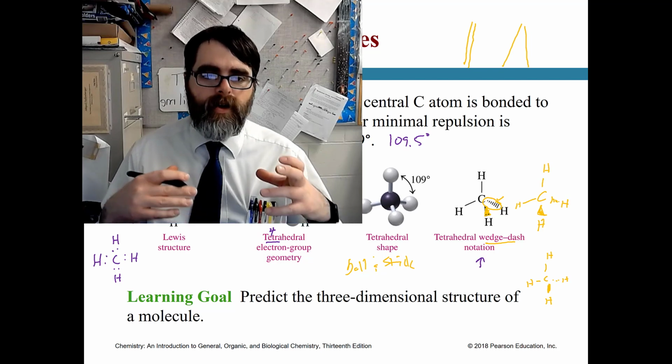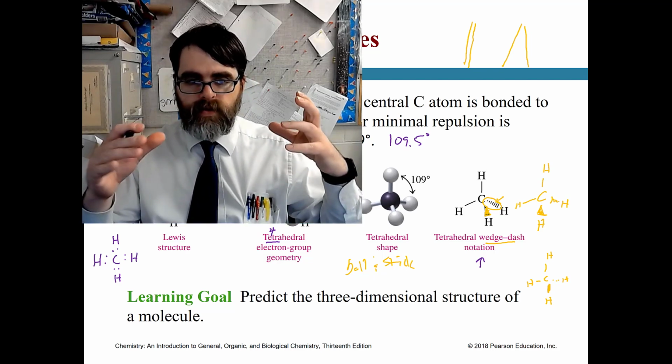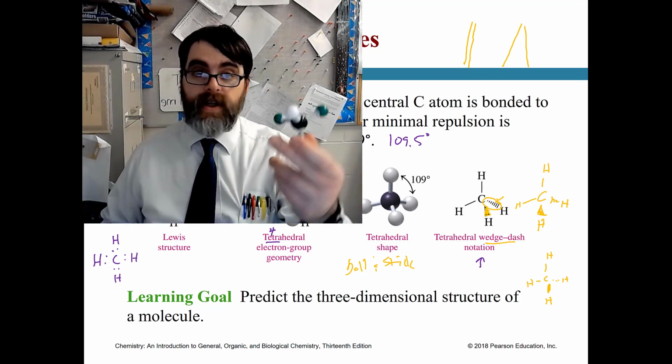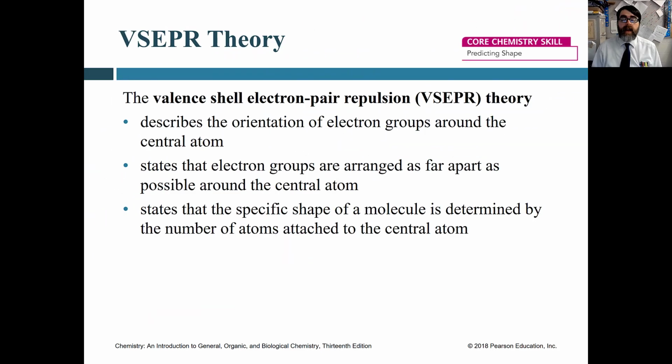But there are ways to nonetheless use what we have drawn to predict what the shape of a molecule will be. Anyway, that was a lot for an introduction, but getting into this. The thing that dictates shape is something called VSEPR theory, or valence shell electron pair repulsion theory. Basically, that electrons that are in the valence shell are going to repel one another, and they want to spread as far apart as possible around the central atom.